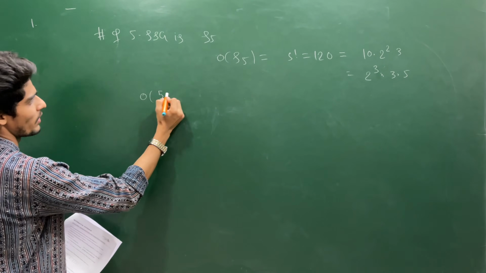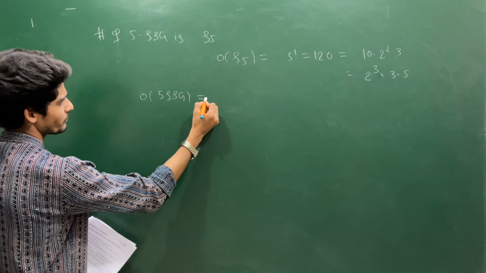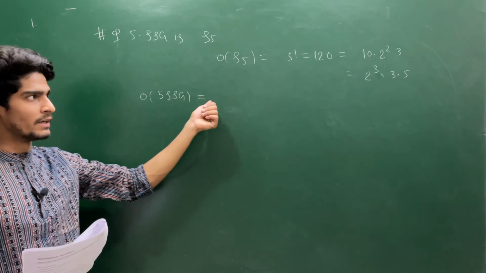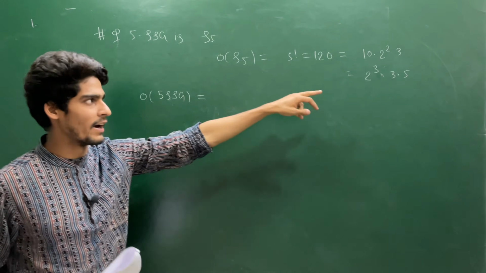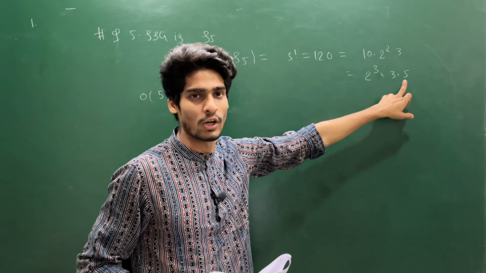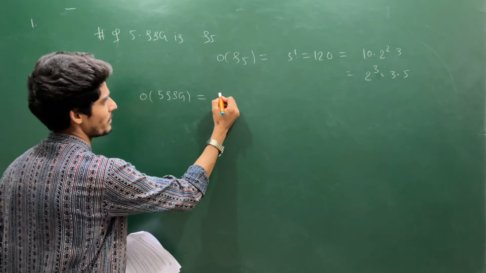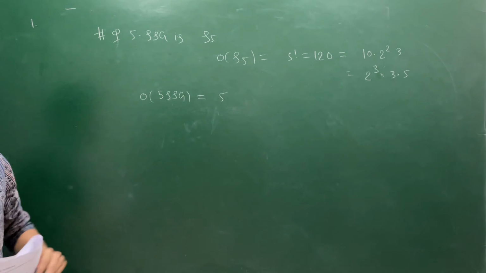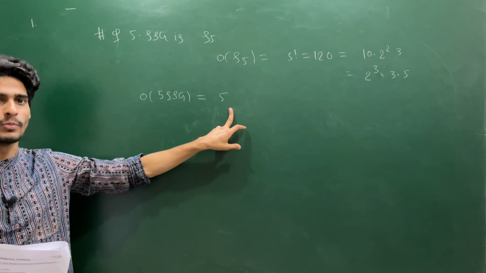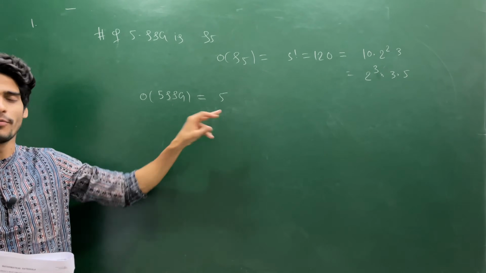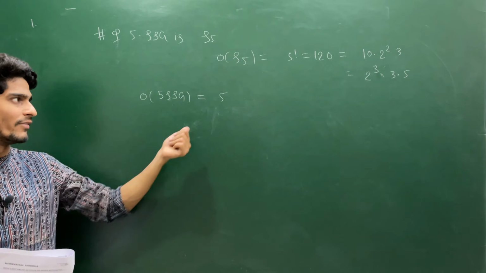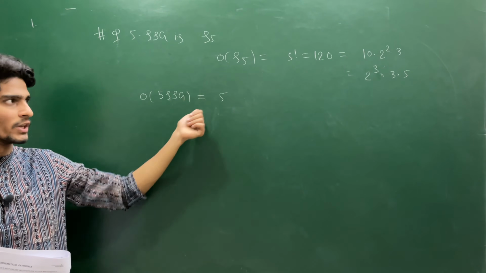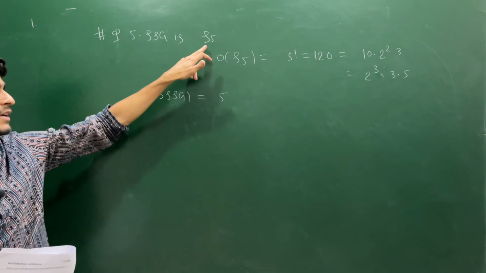Order of the 5 Sylow subgroup: we know that this will be the largest power of 5 which divides this, but there is only one factor of 5, so the order of the 5 Sylow subgroup will be exactly 5. And we know that any subgroup with prime order is going to be cyclic, because every group of prime order is cyclic. So basically we need to find the total number of subgroups of order 5 in S5.